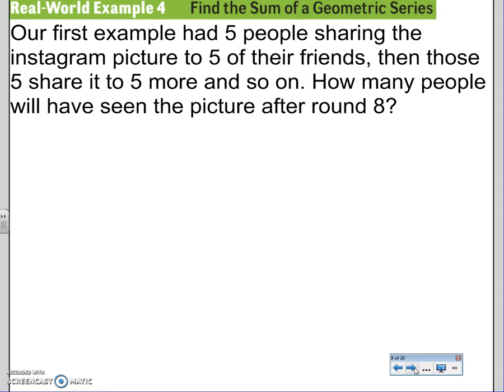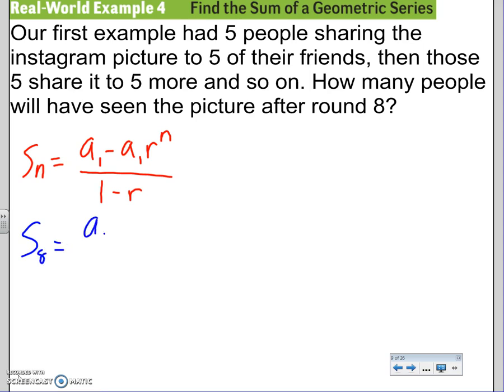So we're going to use the sum of a geometric series formula, S sub n, and let's use the one that only needs a sub 1. So S sub n equals a sub 1 minus a sub 1 times r to the n, all over 1 minus r. If I fill in the sum after 8 rounds, it is a sub 1 minus a sub 1 times r to the 8, over 1 minus r.